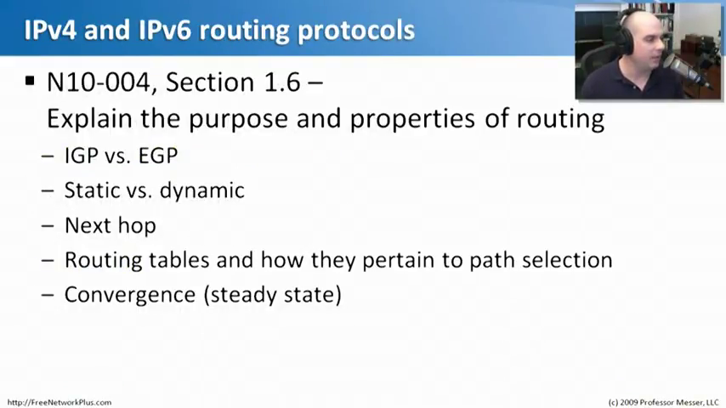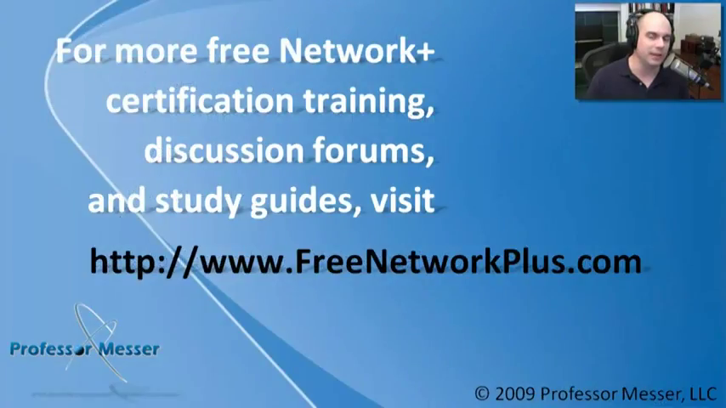And that covers our requirements for the N10-004 Network Plus exam in section 1.6, where we've gone through IGP and EGP. We've looked at static versus dynamic, and we've looked at routing tables and how they use next hops, how they determine what path to go down, and how convergence applies to these routing protocols, and how fast a route can converge once something changes on the network.